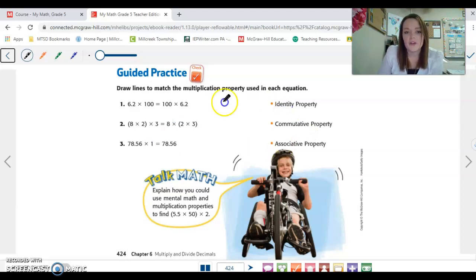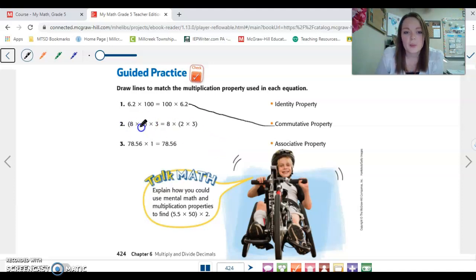Okay, so the next one, we're just going to match up our properties. First of all, you can start with this one, or you can start with this side, whatever you would like to do. I'm going to do 6 and 2 tenths times 100 equals 100 times 6 and 2 tenths. The order does not matter, so that means it is commutative. Think about your community. It does not matter what order your neighbors live in. You are all a community, commutative property.